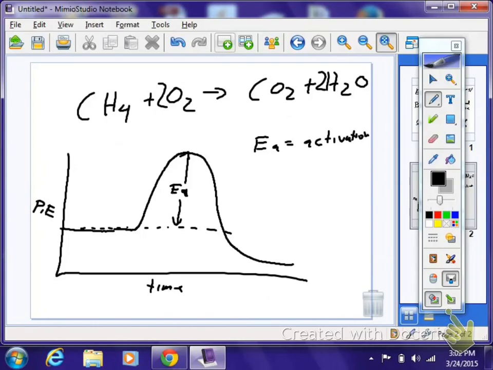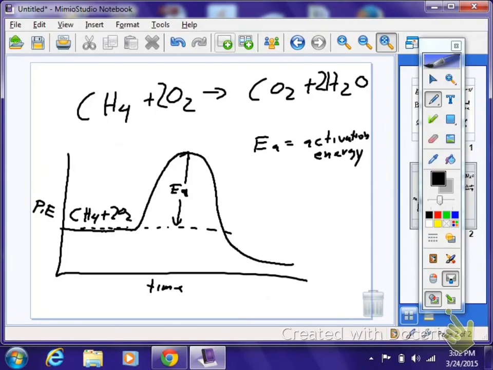Does anybody remember what caused activation energy to lower, or could cause it to lower? Any ideas? This thing called a catalyst. You guys remember that? The catalyst, I'm not going to write it in, but it caused that hill to lower down. So I'm going to put here CH4 plus 2O2.